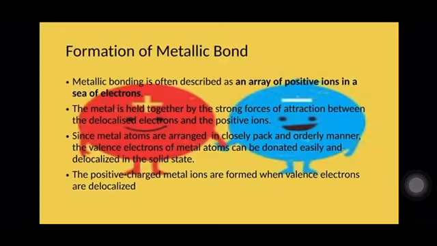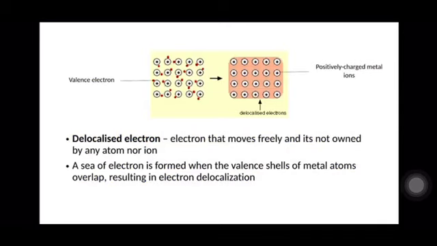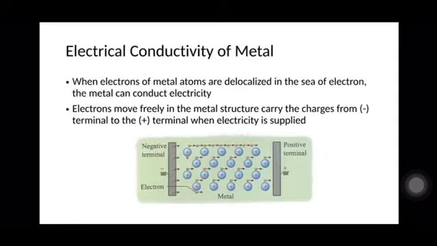Dia telah menjadi satu sea of electrons di dalam metal tersebut. So a sea of electron is formed when the valence shells of metal atoms itu dia overlap. Sebab semua valence electron keep delocalizing to the next adjacent metal atom. So this is resulting in electron delocalization. So what happened to the conductivity of metal?